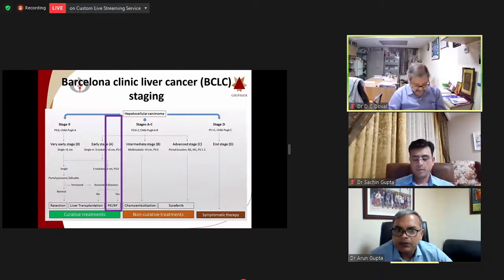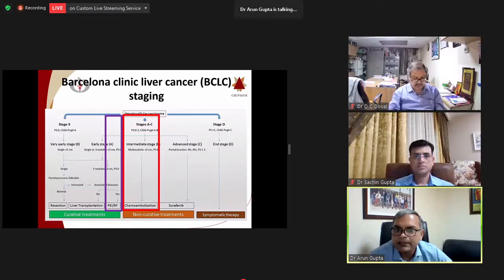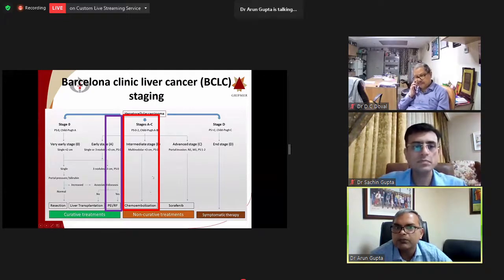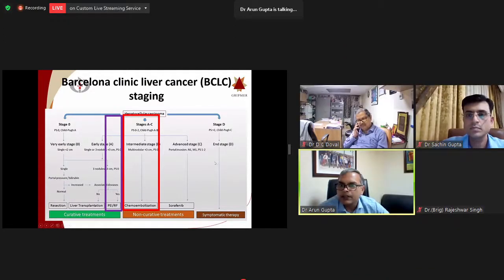So again, I'm going to skip this. We all know that in the early stage, our aim is to cure it in the form of ablative therapies, and for the intermediate stage, chemoembolization, as well as the role of transarterial radioembolization.